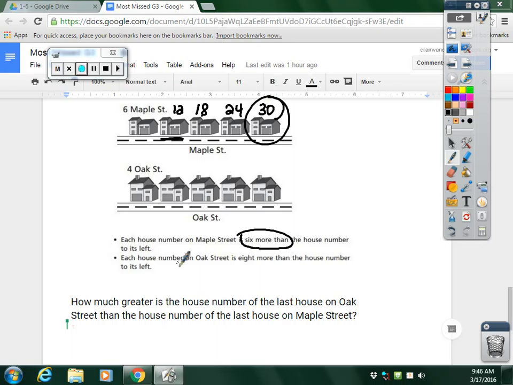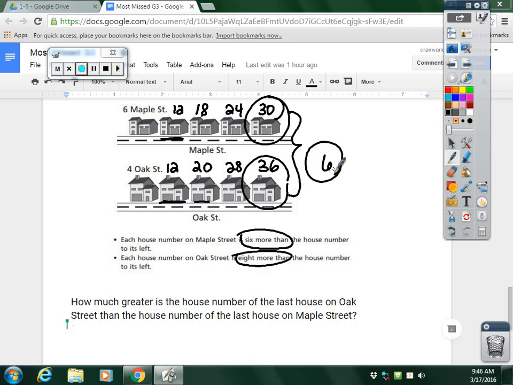So each house number on Oak Street is 8 more than the house to its left. Okay, so this house I'm going to start with, it's 8 more than the house to its left. 4 plus 8 is 12. Go to this house, add 8, 20, add 8, 28, add 8, 36. Okay, the difference between these two is 6. Now that you have a firm understanding of this, you're ready to start the lesson today.